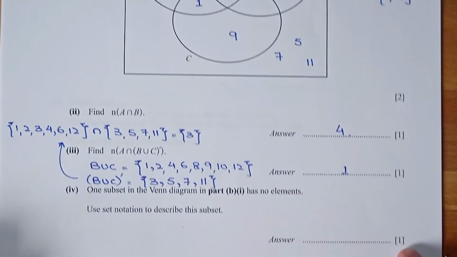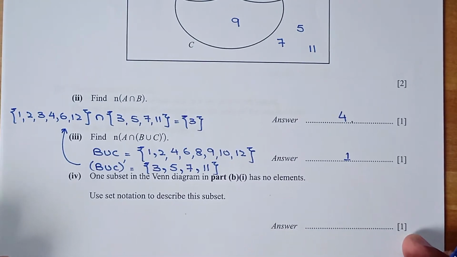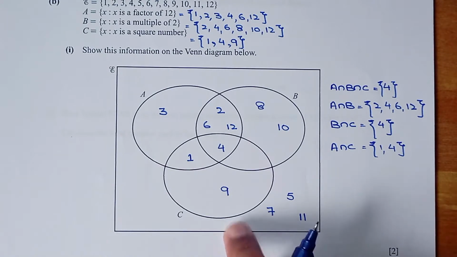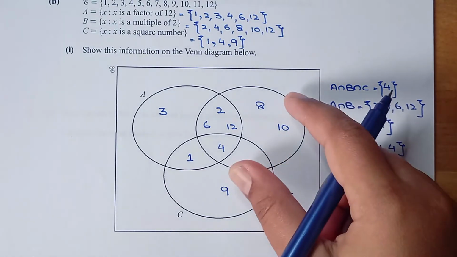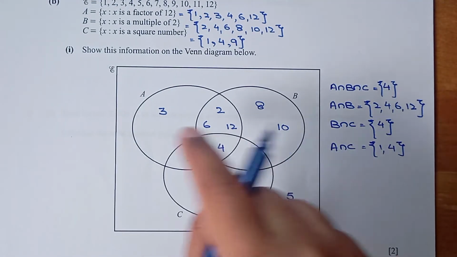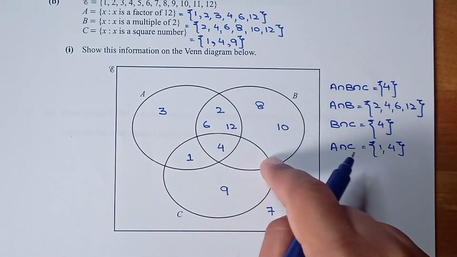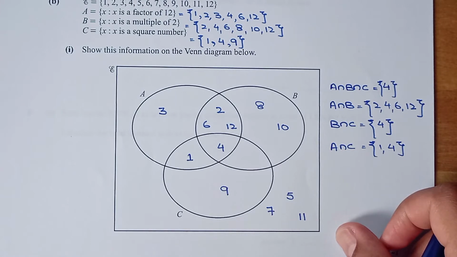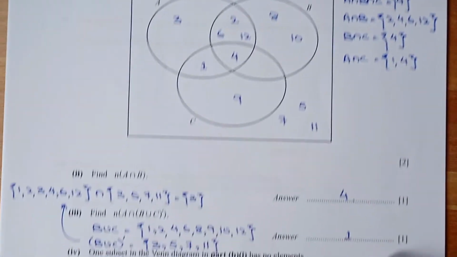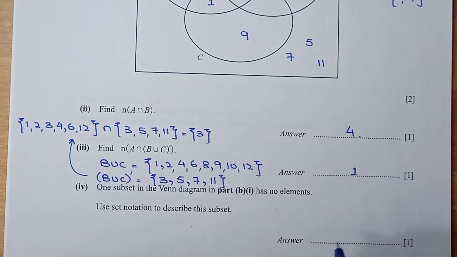Now for the fourth part: one subset in the Venn diagram in part B1 has no element. Use set notation to describe this subset. As you can see, B intersection C has 4. If we take its intersection with A complement, this will be the set having no element. So we can say the set having no element is A complement intersection B intersection C.